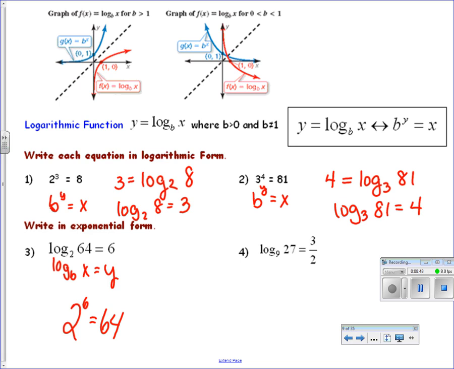Okay, for number 4, same kind of thing. I would start out with the base. Where's the base? That's the easy thing to find. The base is 9. Then I have to find my exponent. That's 3 halves. And then equals 27.